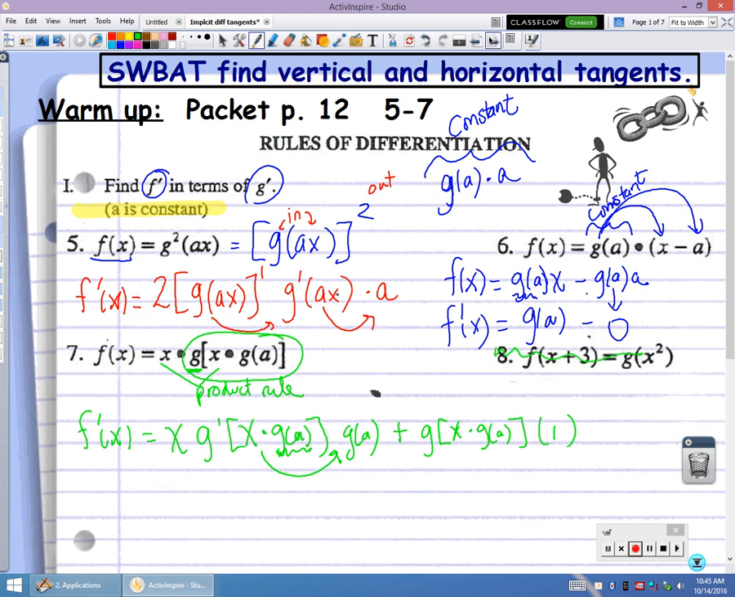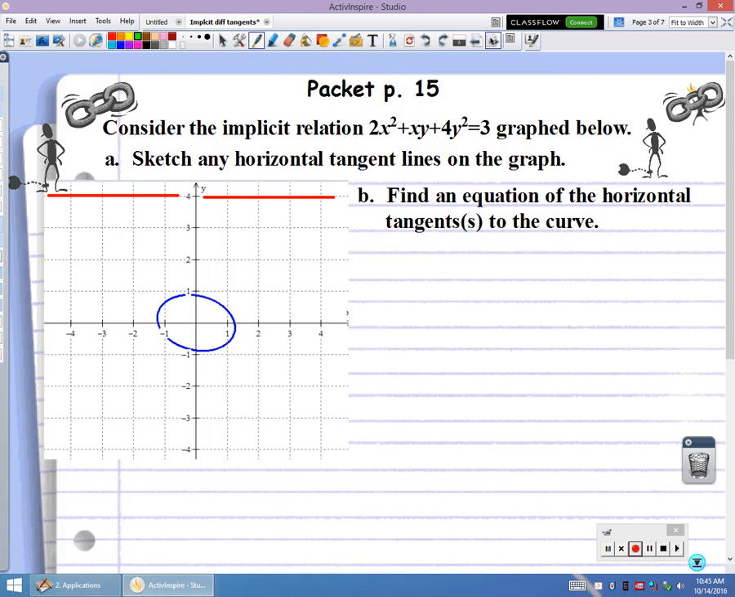All right, let's go on to the lesson. In the lesson, if you're in my class, this is on page 15 in your packet, which is where you should take your notes.